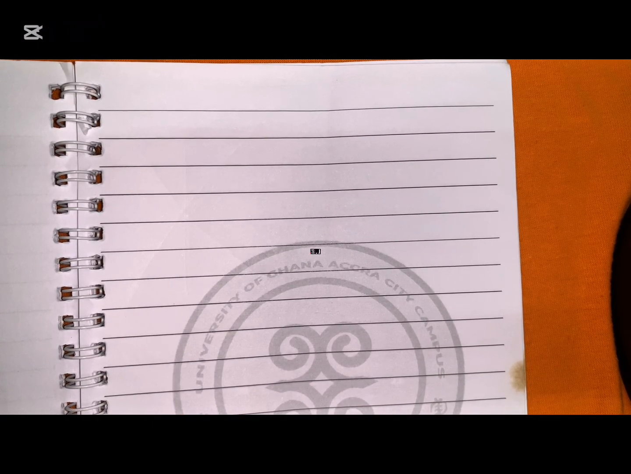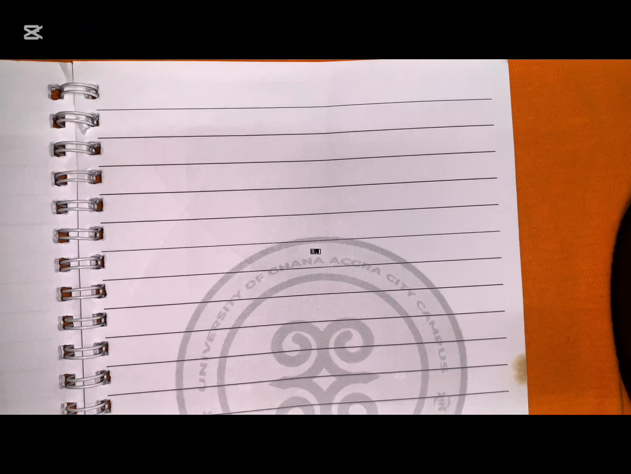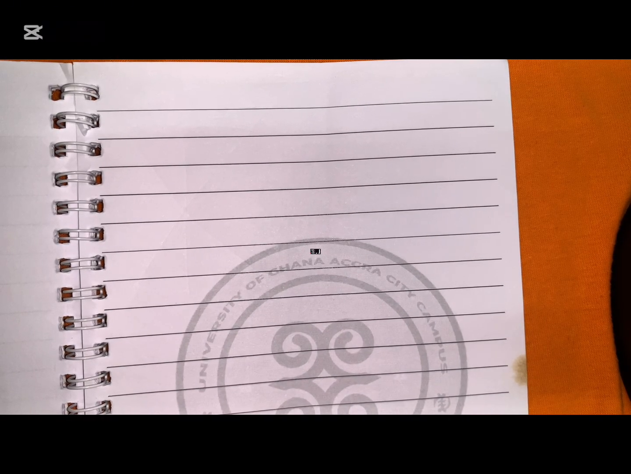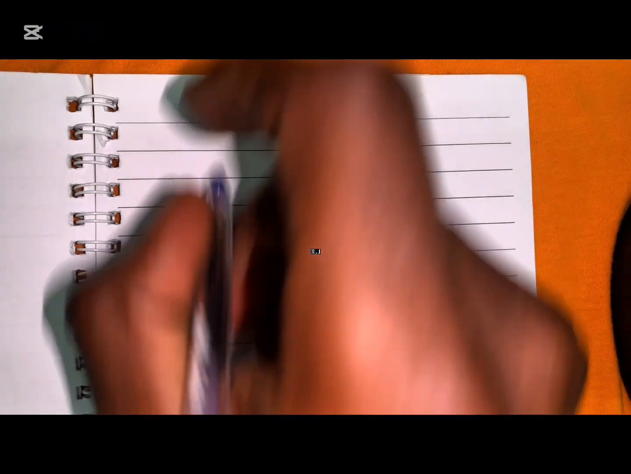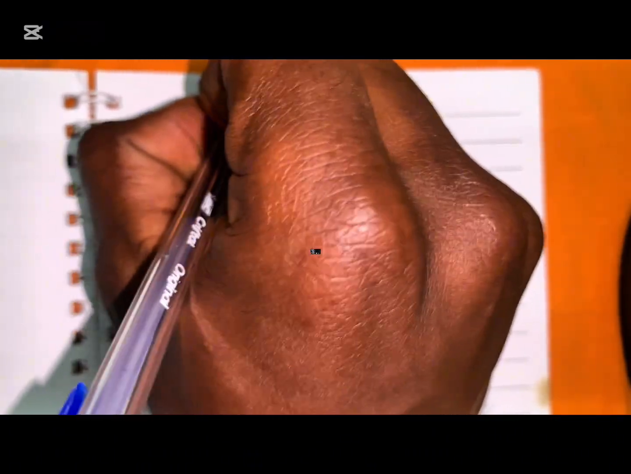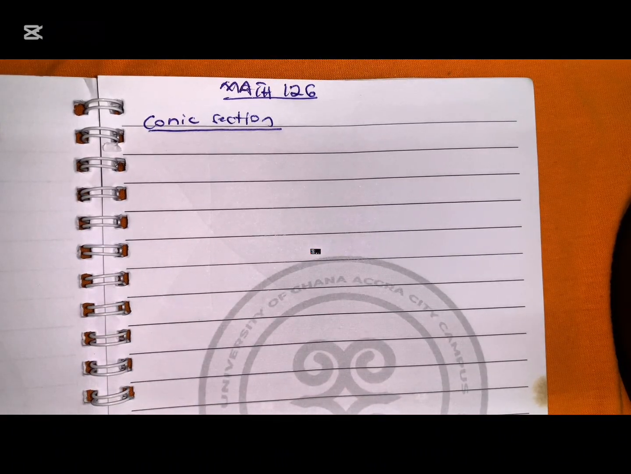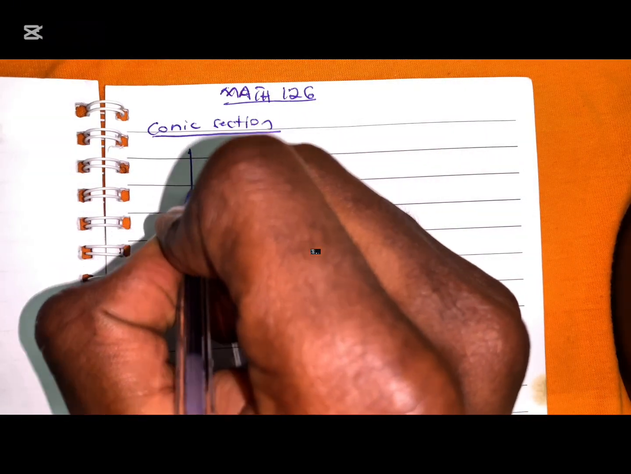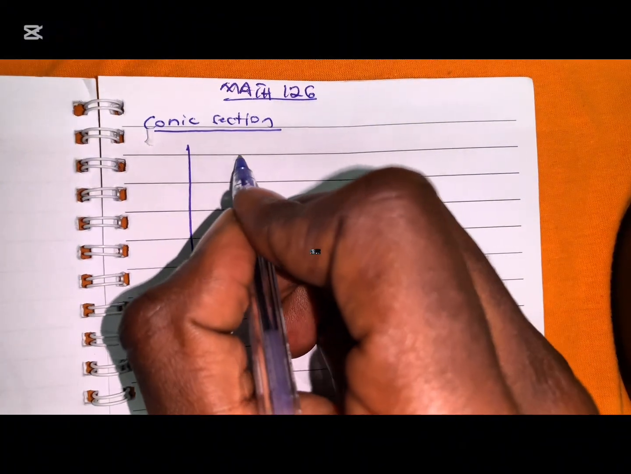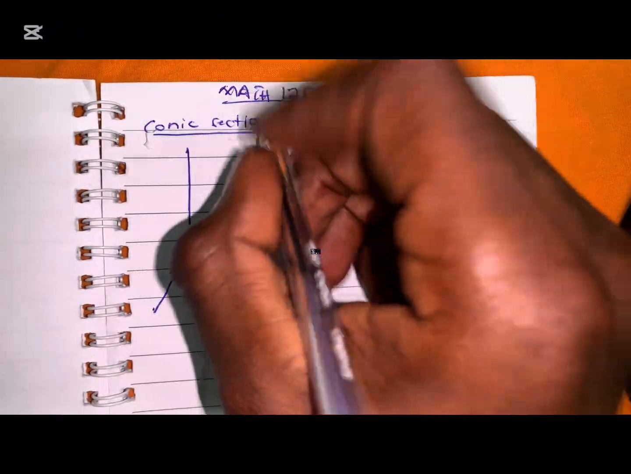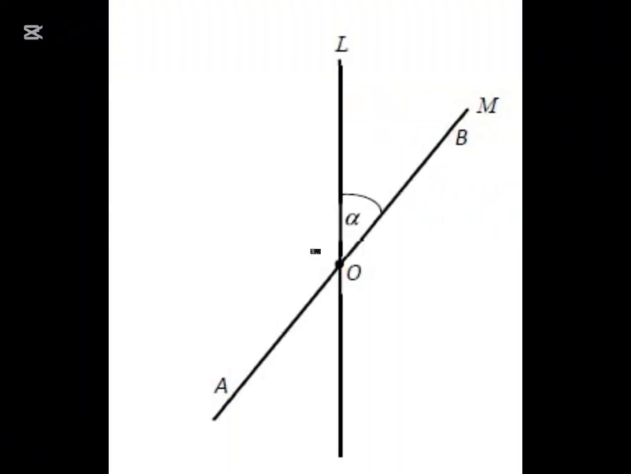It's Academic Excellence, and I'm here to help you understand certain basic concepts in mathematics. The conic section. When we say a conic section, I'm going to explain it with a diagram. Say we have a line L and another line M. Good. L.